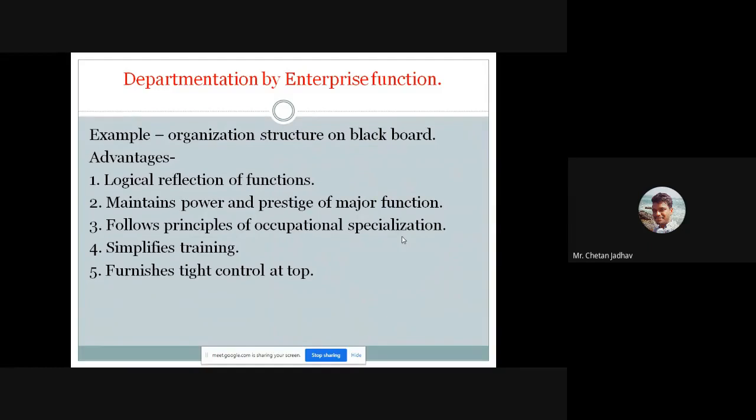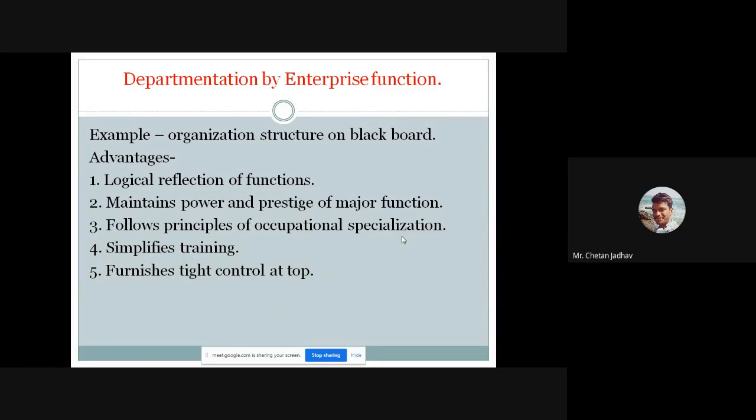Okay, so department-wise I can hire such people, with their specialization, and that will lead to greater productivity and greater profit for the organization. Okay. Next thing is simplified training.